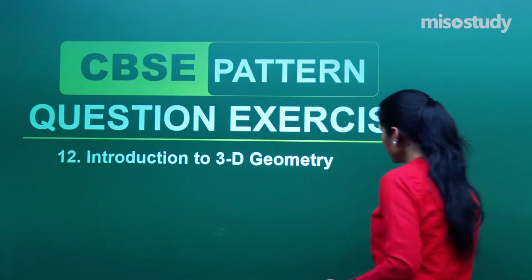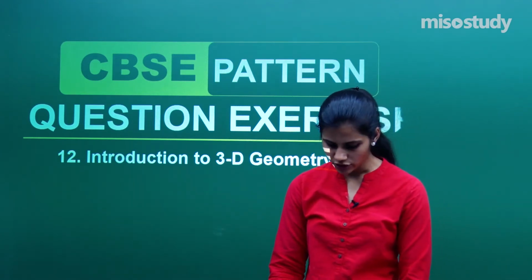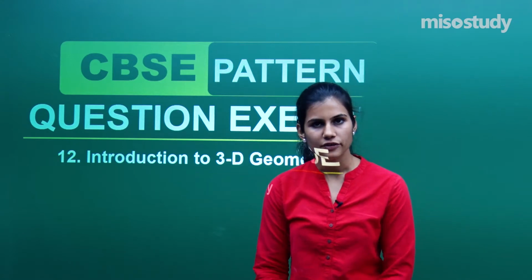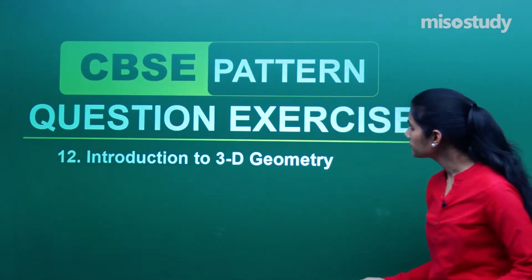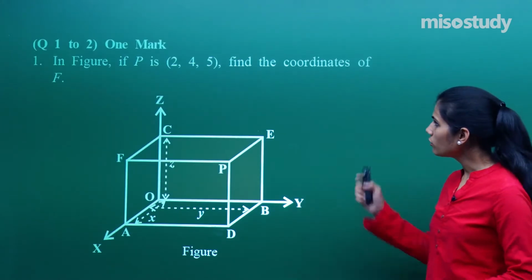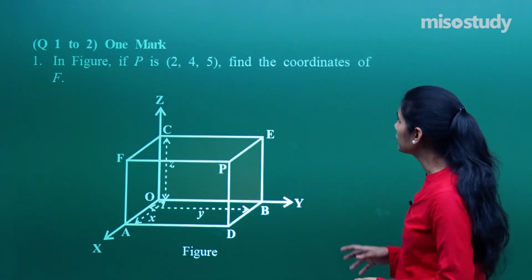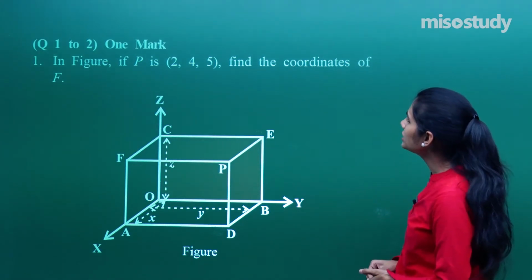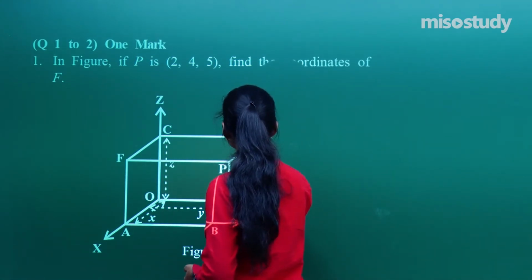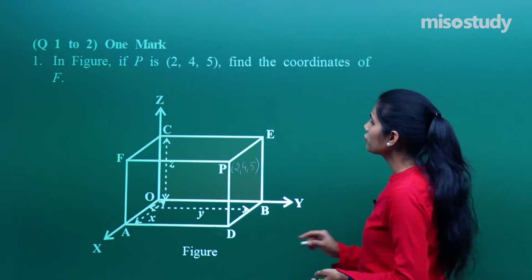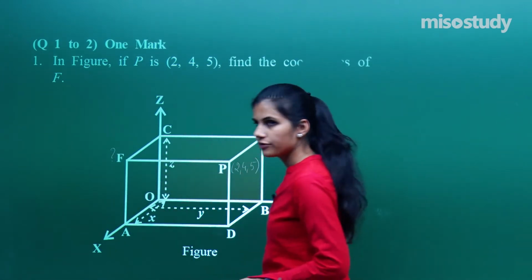Let me begin with the first question. So, we would be discussing 10 questions of all types covering all concepts related to this chapter. Let me begin with the first one. First question for 1 mark says that in this figure, you can see it's a 3D figure, if point P is (2, 4, 5), so coordinates of point P are given to you, find the coordinates of point F.